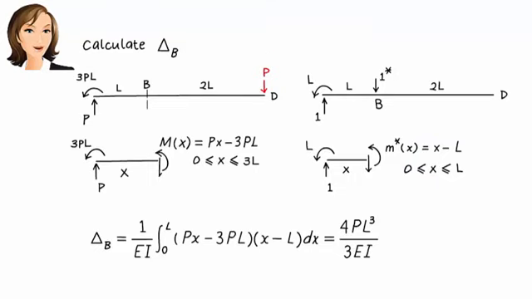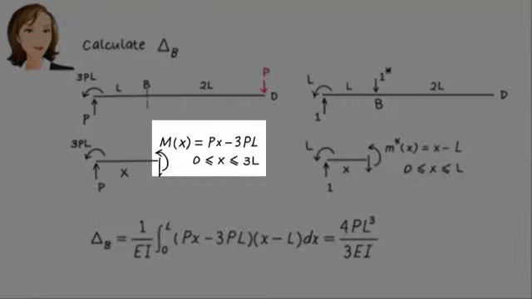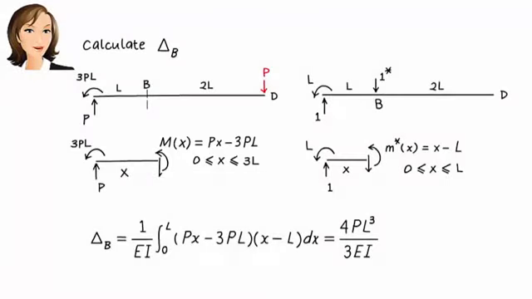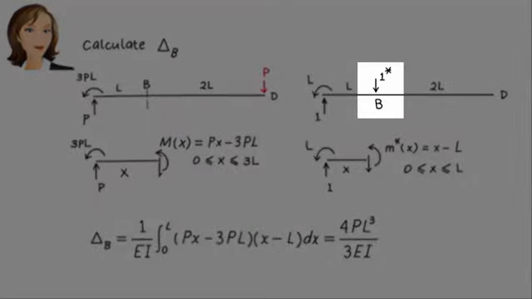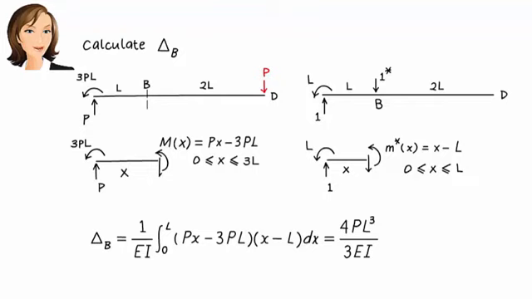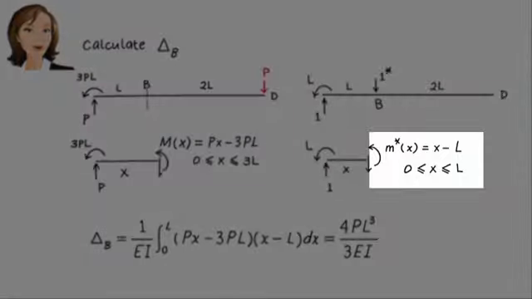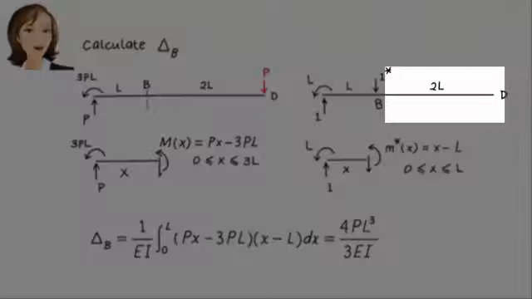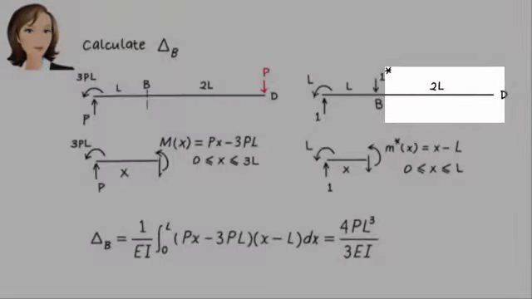First, we need to write the bending moment equation for the statically determinate beam under the applied load. Here is the equation. Next, we replace the applied load with the virtual vertical unit load placed at B and write the moment equation for the beam. The virtual load divides the cantilever beam into 2 segments. The bending moment equation for the left segment is x minus L. But the right segment of the beam has a 0 moment.